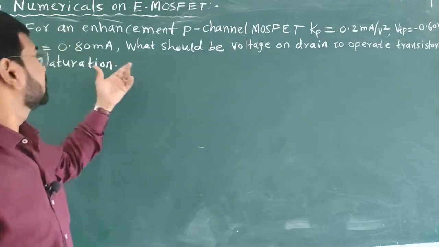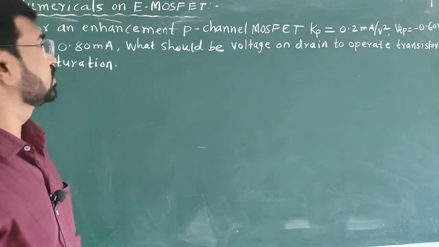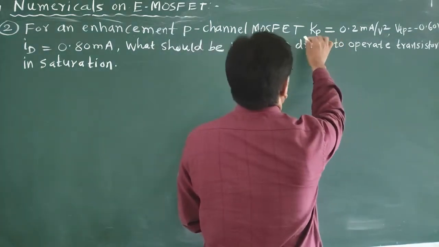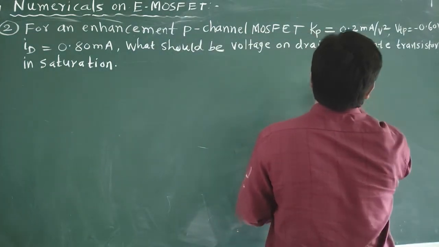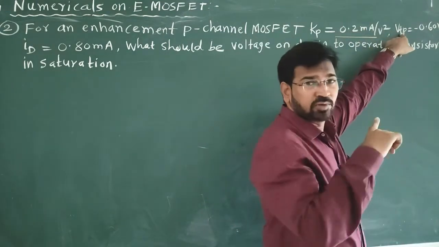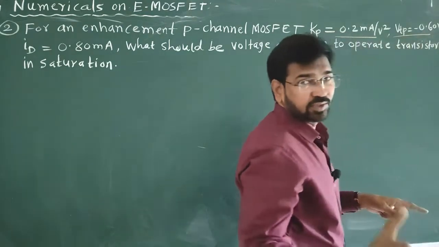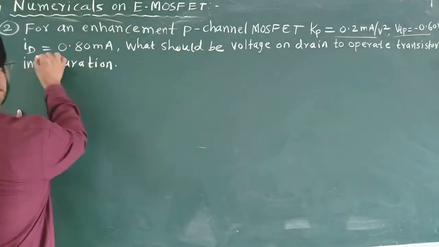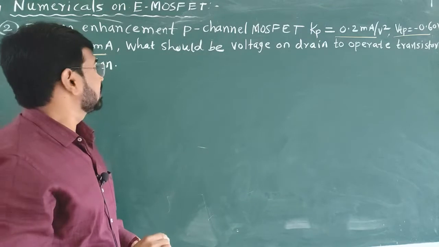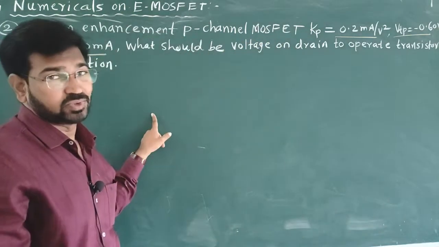This example is on p-channel MOSFET, that is PMOS. Process conduction parameter is given, Kp is 0.2 milliampere per volt square, and the threshold voltage of PMOS is negative. VTP is minus 0.60 volt. And ID, the DC current, is 0.80 milliampere. What should be the voltage on drain to operate the transistor in saturation region?